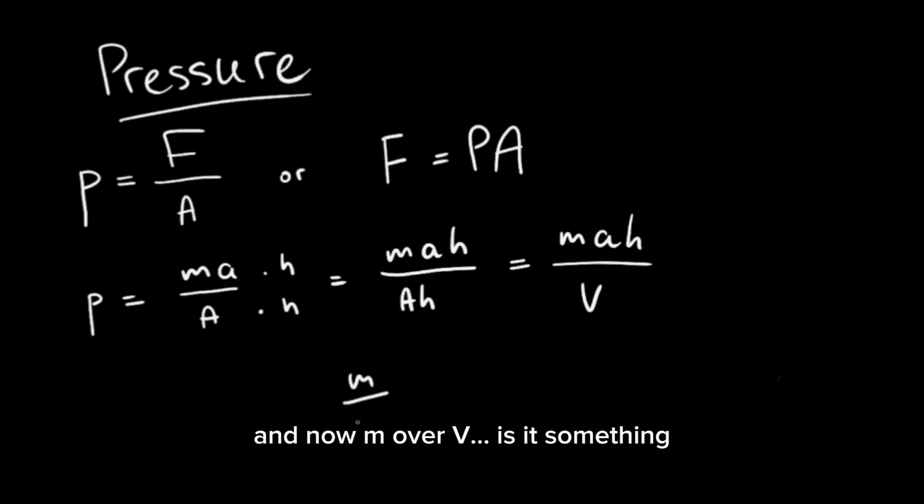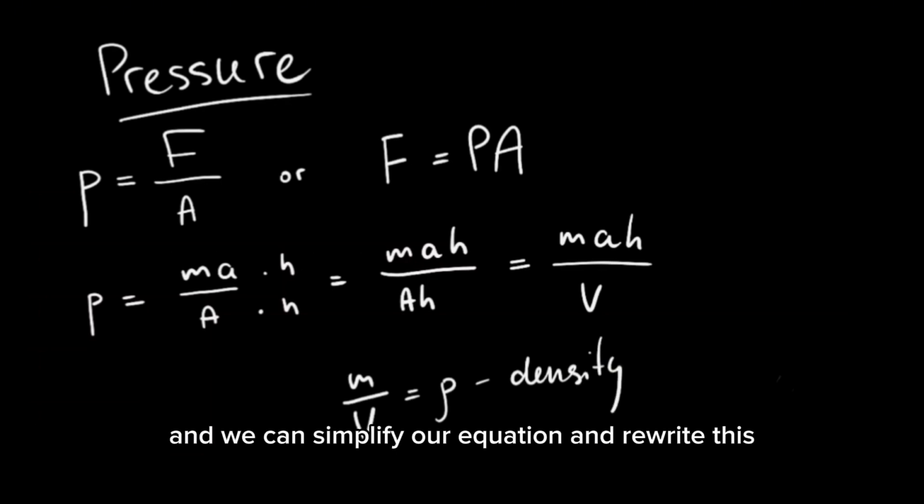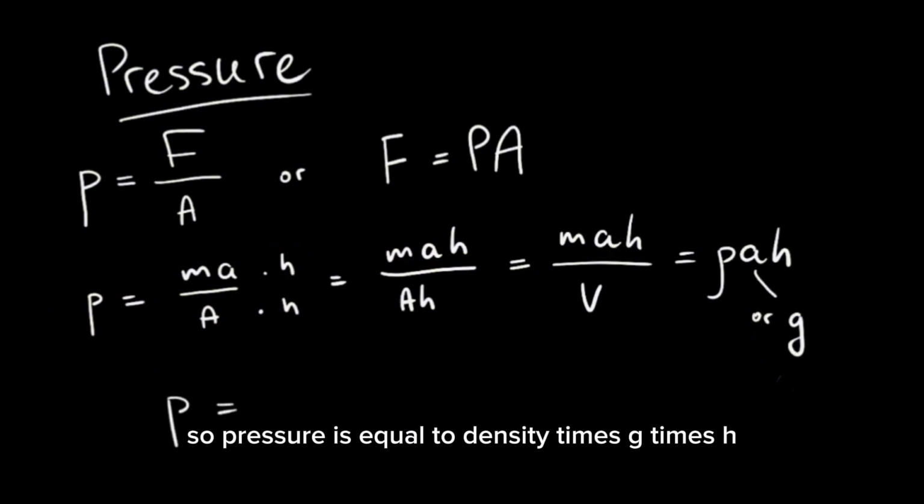And now m over V is something. It's actually density. So mass over volume is density. And we can simplify our equation and rewrite it as density times a times h. And a also can be g, because g is gravitational acceleration. So pressure is equal to density times g times h.